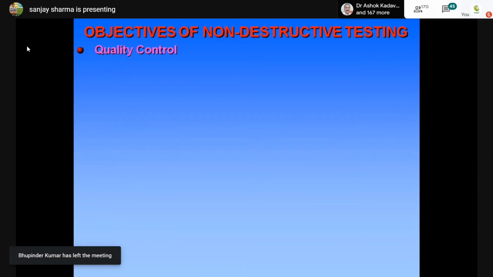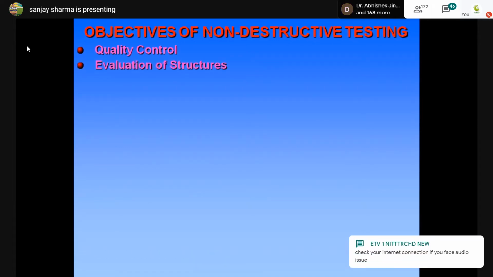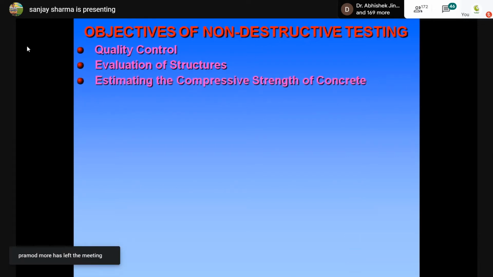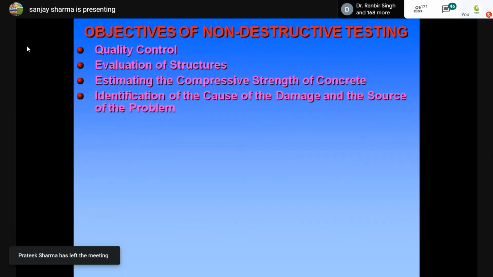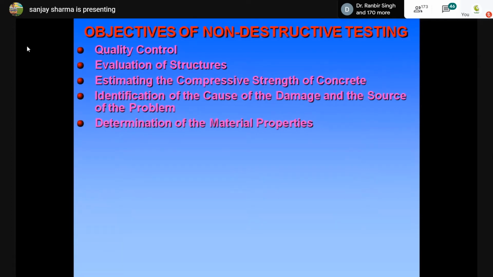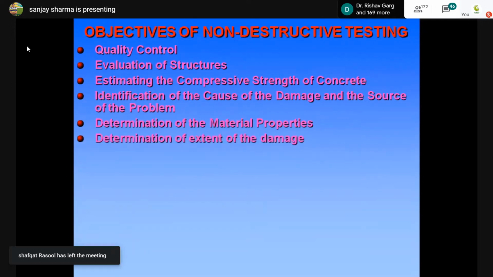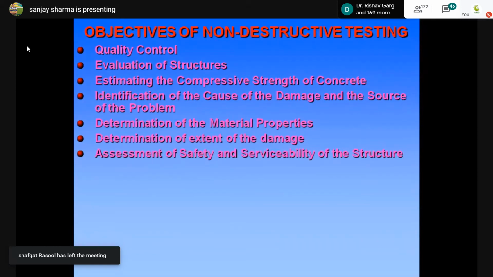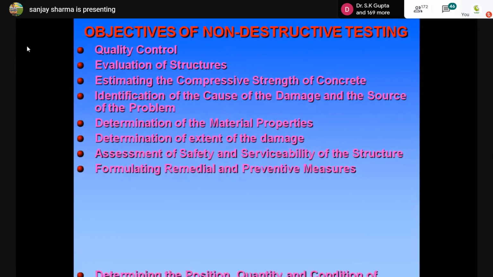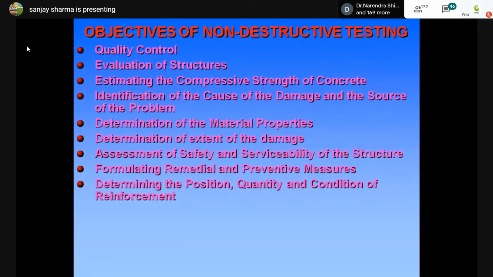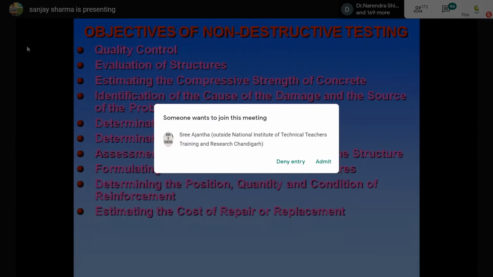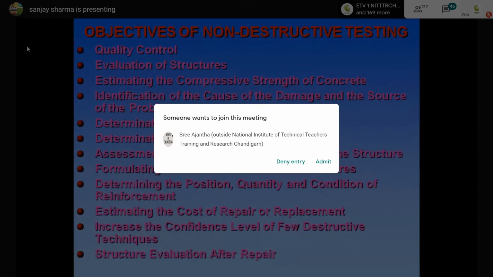We have already discussed this, so quickly going through this slide, the objectives are to check the quality at the site, to evaluate the structure with respect to compliance achieved, estimating the compressive strength of the concrete, identification of cause of damage and source of problem, determination of the material properties, determination of extent of damage, assessment of safety and serviceability of the structure, formulating remedial and preventive measures, determining the position, quantity and condition of reinforcement, estimating the cost of repair or replacement, increasing the confidence level of non-destructive techniques, and structure evaluation after repair.